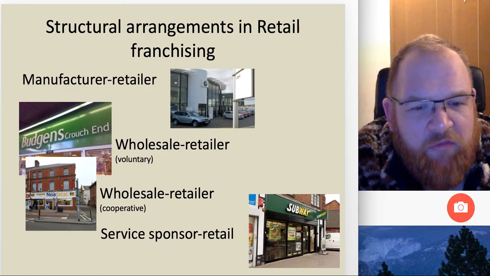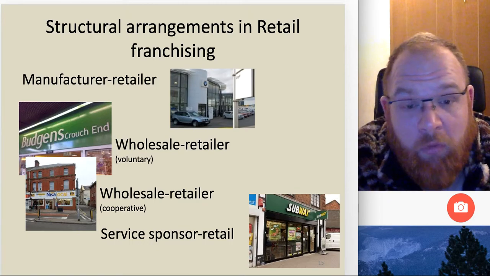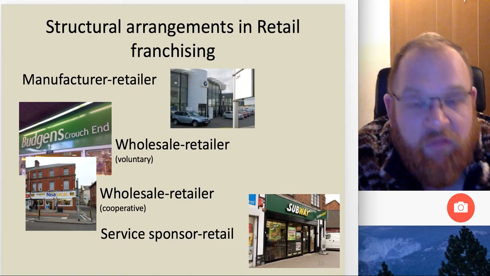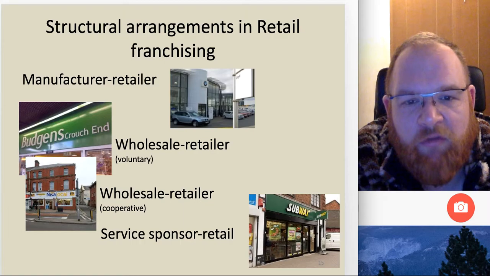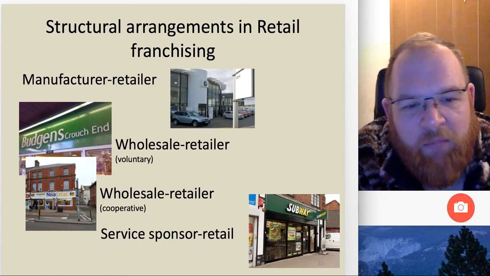And then there's the service sponsor retail, and the best example of this is Subway, where the service is very much standardised, the products are very much standardised, but the location of the store is very much up to the individual franchisee.